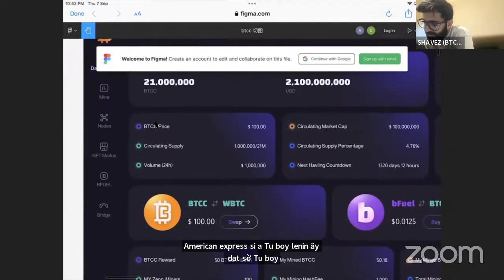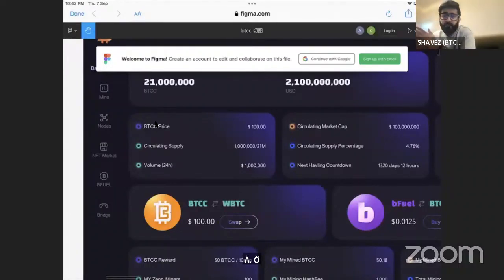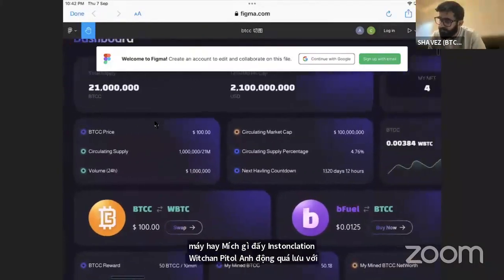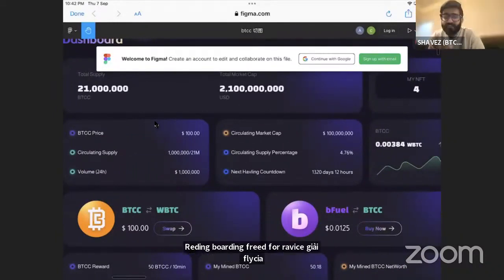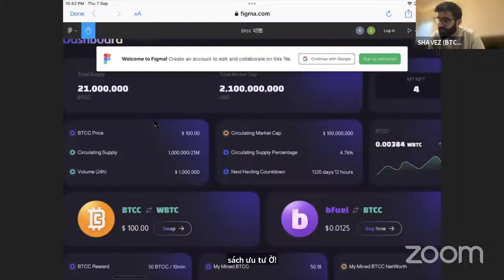And circulating supply, that is supply which has been mined and is in circulation, which can be transacted. And the volume, which is trading volume, 24 hours. Circulating market cap, which is the total BTCCs in circulation in the market, and which is a percentage: these many BTCCs have been mined and these many BTCCs are in circulation. Next halving countdown shows when we are going to halve the Bitcoin code.